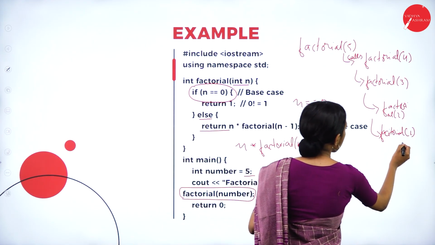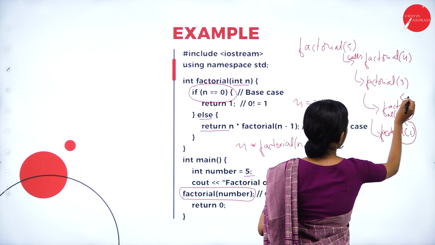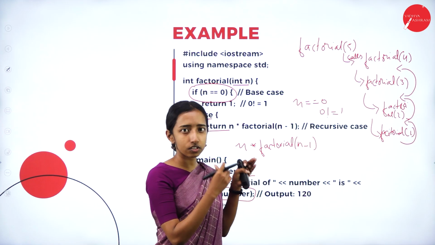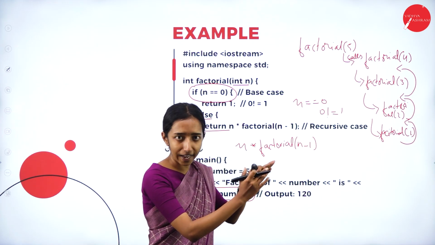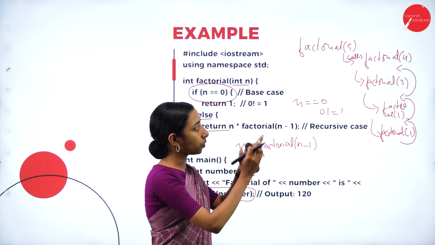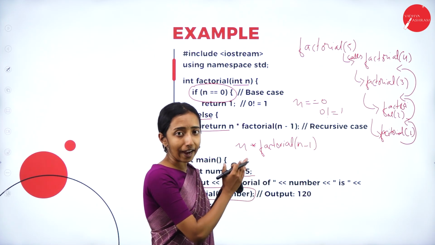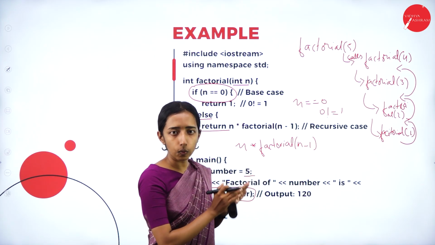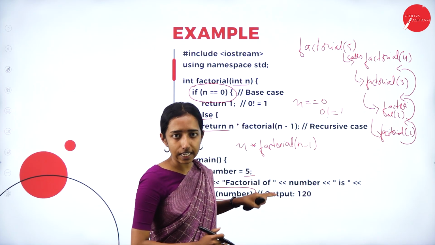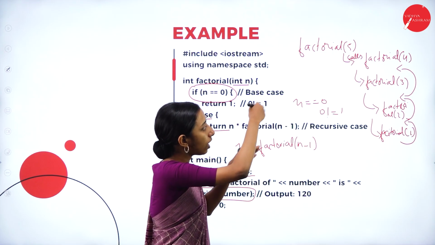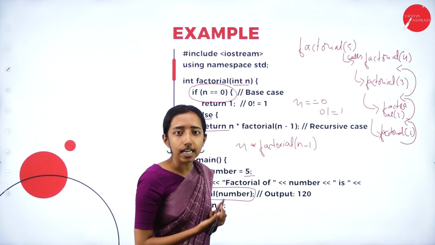Now it will go back, it will back call. So now we had factorial 5, factorial 4, factorial 3, factorial 2 and factorial 1. So this is about the base case. Now the calls will go backward, which is called recursion.